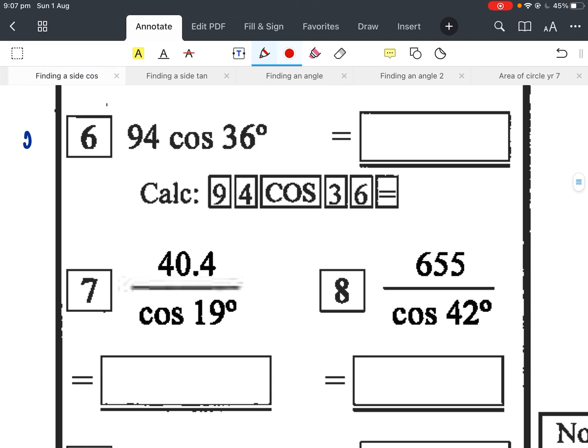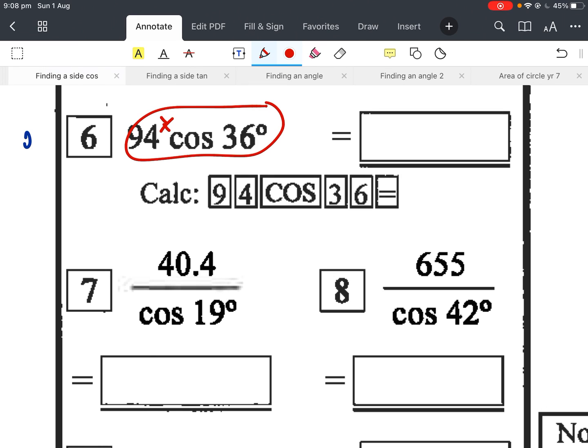Question number 6. Sometimes you'll have working out that looks like this. It actually means you're going to do 94 times cos 36. Bit of algebra in there. If you've got two numbers and a letter shoved together, that means times, doesn't it? So that's exactly what it means in trigonometry. So I'm going to go 94 on my calculator, press times, then I'm going to press cos, and then I'm going to press 36. Again, the brackets are open, so I'm going to close them. Shouldn't have to do the brackets like before. It's just that silly fraction key, Sharp people.